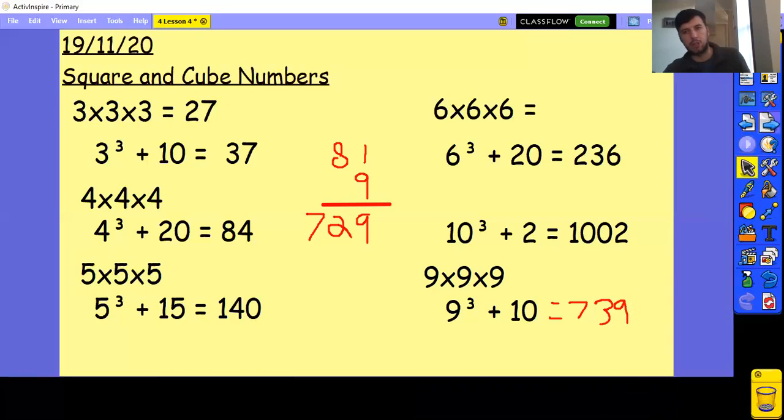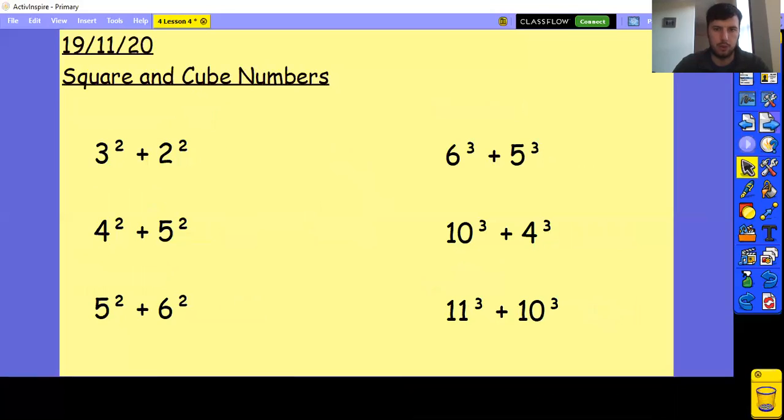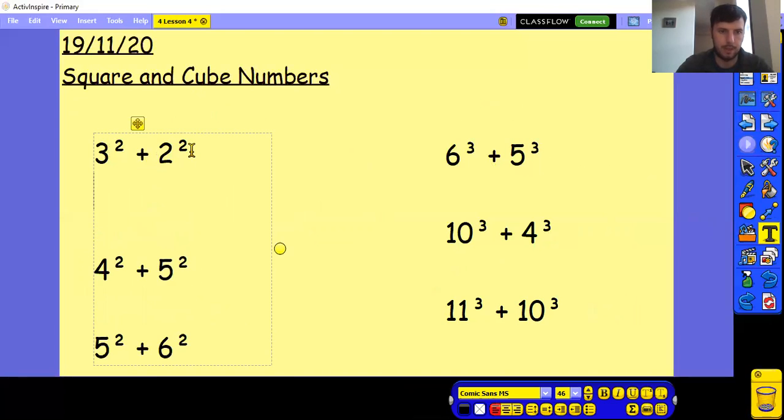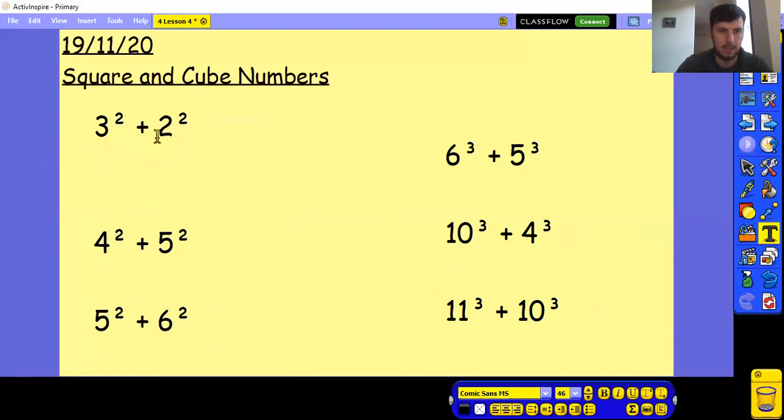Right, I think because you've done so well with that, we're going to do something a little bit extra. We're going to add some squared numbers and some cube numbers. So we got 3 squared, add 2 squared. So let's break this down, shall we? 3 squared is 3 times 3, which equals 9. 2 squared would be 2 times 2, which equals 4. Well done. So 9 and 4 equals 13.